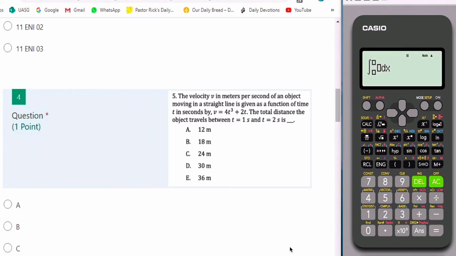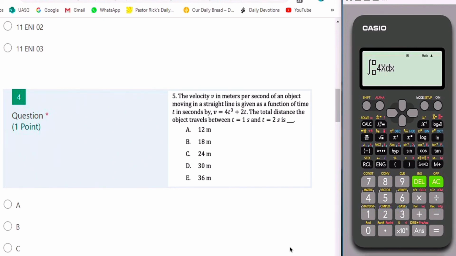like so. And then on the big box, we will input our equation, and similar to what we did in the first part, we just have to change t with x. So instead of having 4t cubed, we will have 4x cubed plus 2x. So let us press those buttons. So we have 4 alpha x, so alpha x cube.